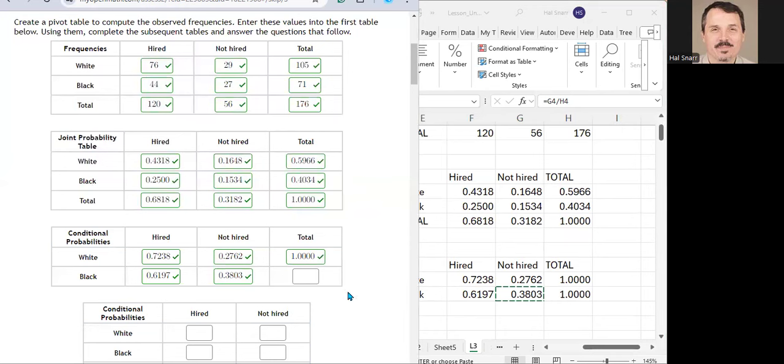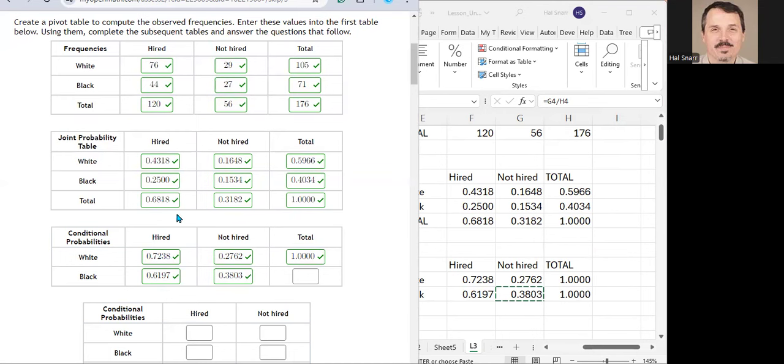Now, if race were independent, these two both would be 0.6818. But these two numbers are different than that number. So there's a dependency here, right?